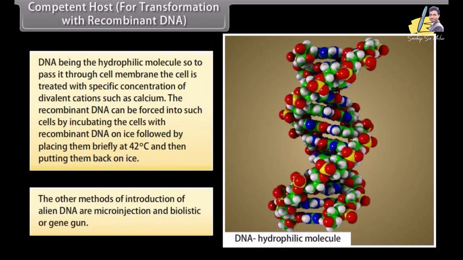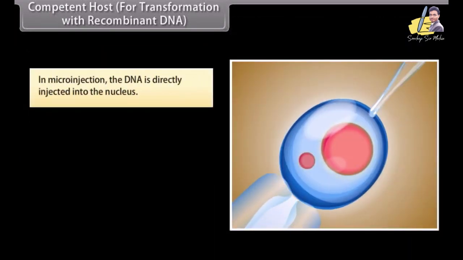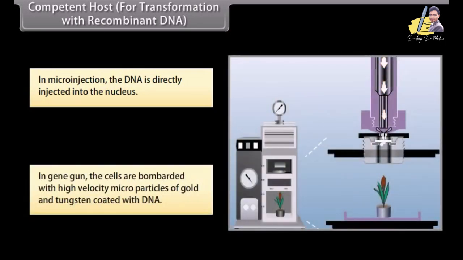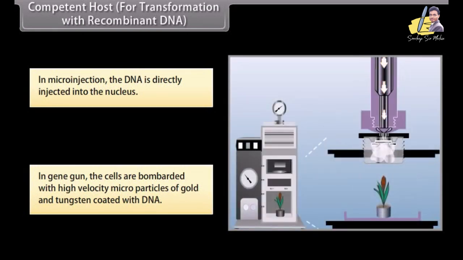The other methods of introduction of alien DNA are microinjection and biolistic or gene gun. In microinjection, the DNA is directly injected into the nucleus, and in gene gun, the cells are bombarded with high-velocity microparticles of gold or tungsten coated with DNA.